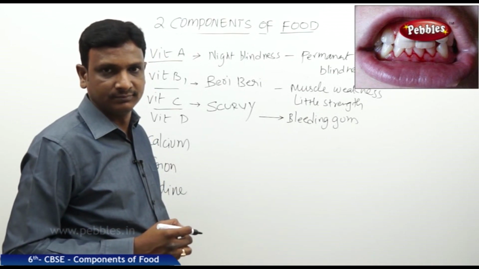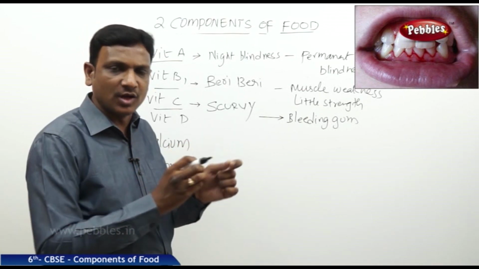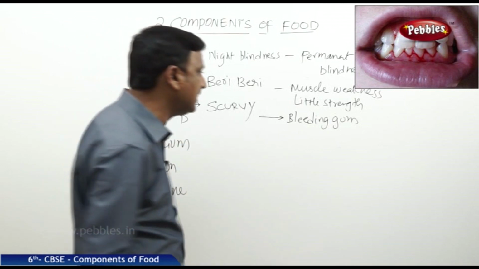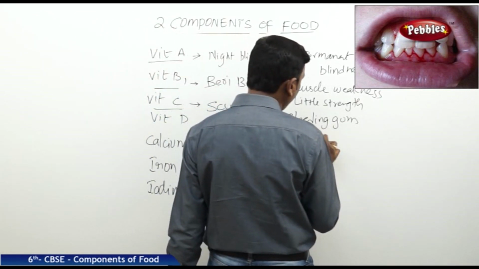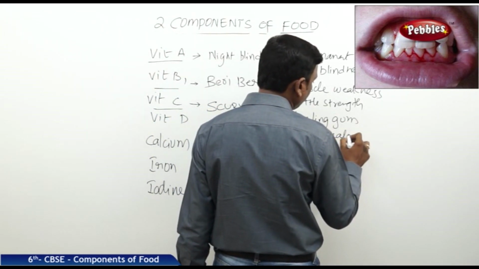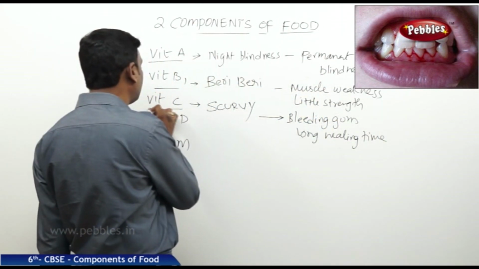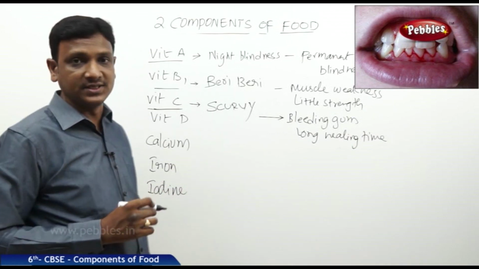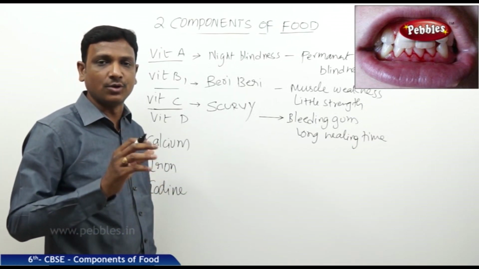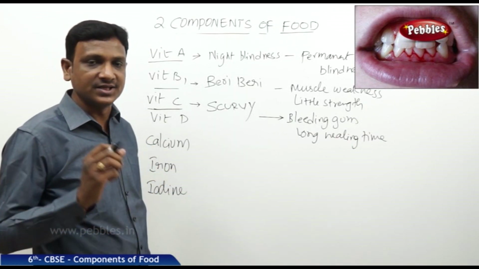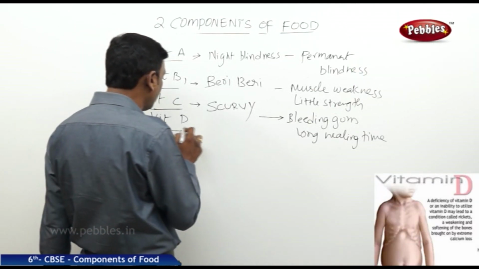Bleeding gums, and if you have any cuts or wounds, they will take a very long time to heal. Long healing time is caused due to the deficiency of vitamin C. We know the sources: vitamin C is found in lemons, oranges, amla, and such fruits.